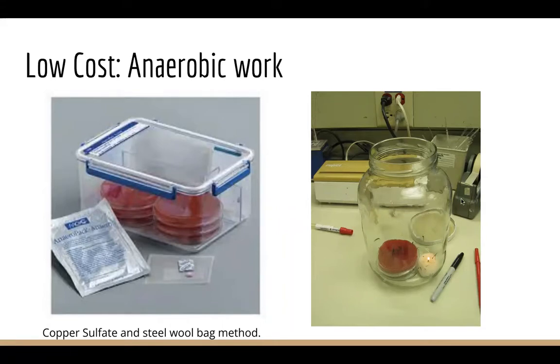And also there's the copper sulfate and steel wool method. You get a sealable bag, or plastic sheets that you can heat seal, for example with hot steel. You put the steel wool in with copper sulfate, and it absorbs all the oxygen in the environment. It rusts up, and by absorbing all the oxygen, you can do anaerobic work, and you can keep the plate in the same bag, which is kind of cool as well.